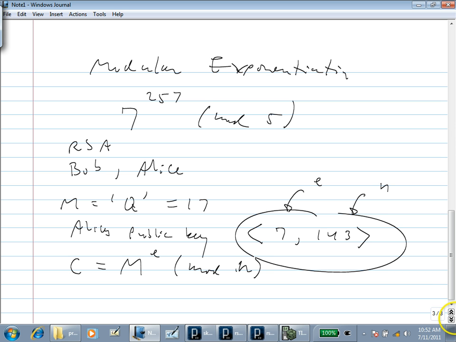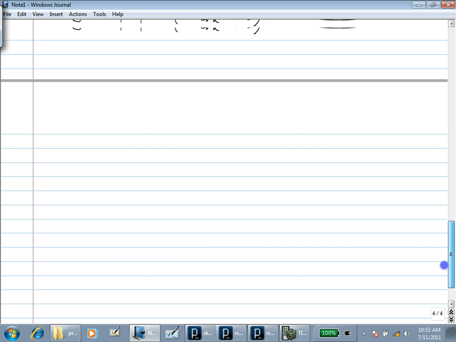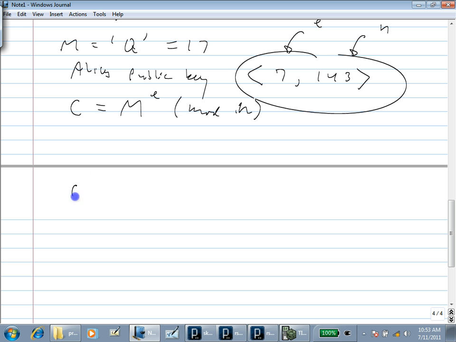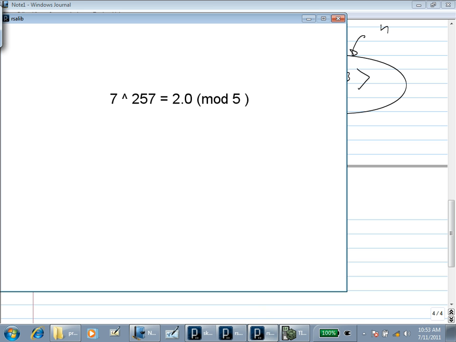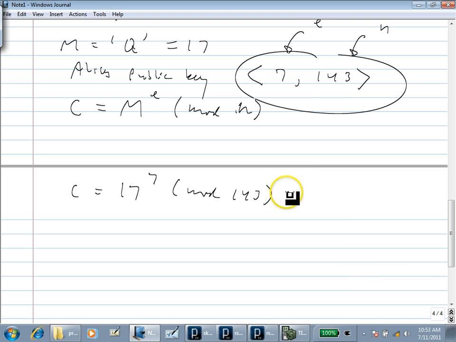So in this example, the ciphertext is going to be whatever 17 to the 7th power mod 143 is. And I could do it. I should have said 17 to the 7th power mod 143. And that's the message that he sends. Number 30. And that's how RSA encryption works.